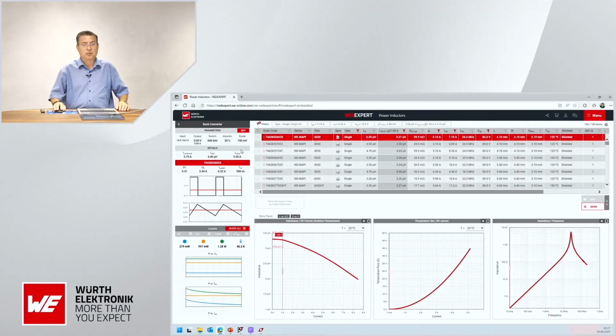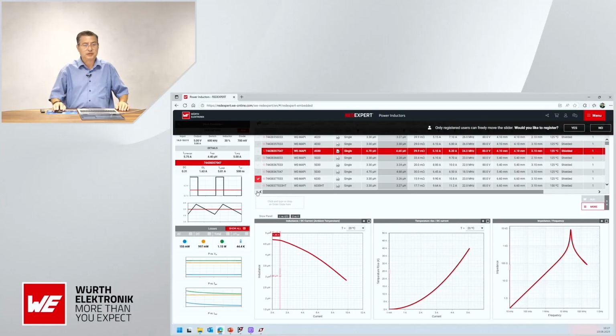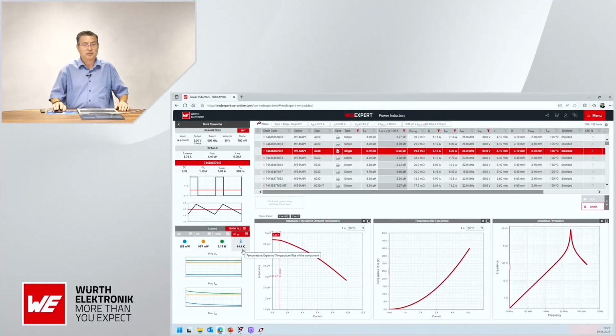So I need something more like 4. If I choose this component, as soon as I select it, it tells me it has 44 Kelvin temperature rise. It means if I have a 20-degree lab condition like here in this room, and I put this current, it will rise plus 44 additional temperature. So 20 plus 44, it will have 64 Celsius on the component. This is too hot for me.